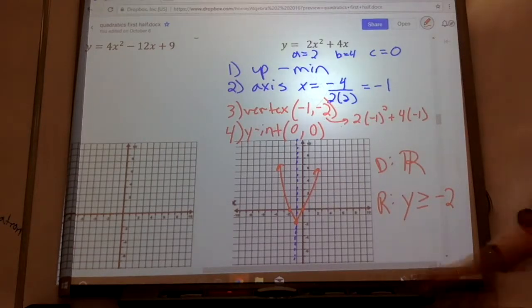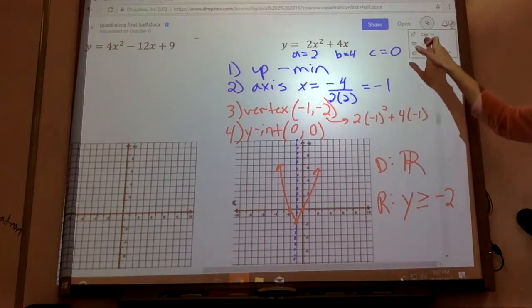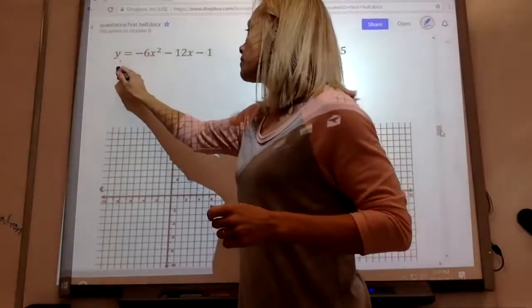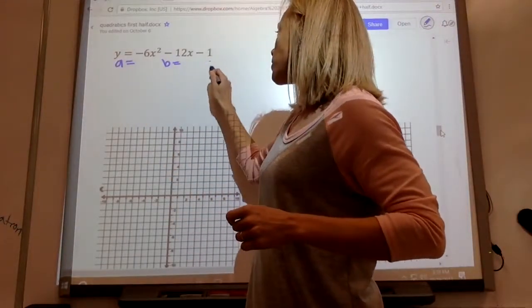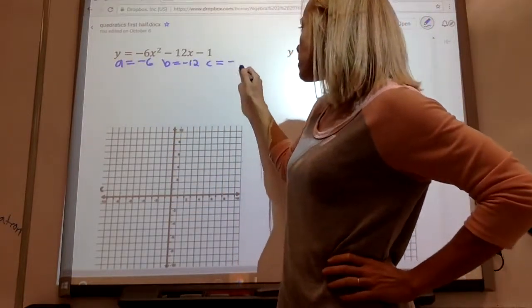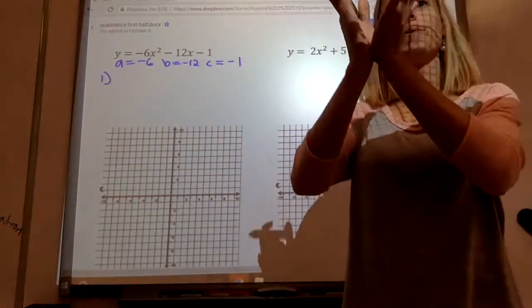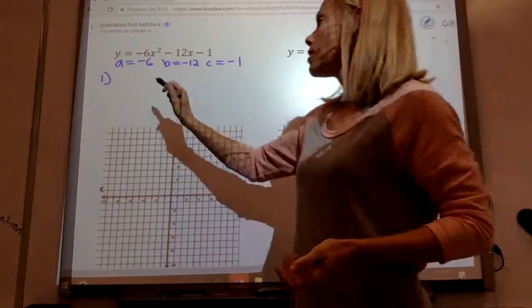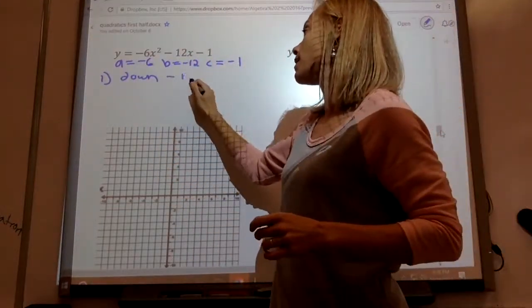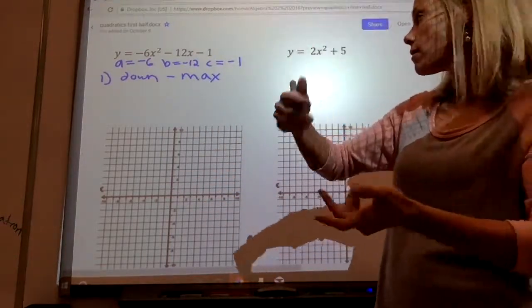So let's do one more of the reflection. All right, let's do our A, B, and C. Last one, I want to just show you reflection, right? A is -6, B is -12, C is -1. So step one, is this going to open up or down? Yeah. This one's going to open down because there was a reflection. So if it opens down, is that going to be a min or a max? Max. A maximum. Right? If it opens down, that means there's a maximum height.